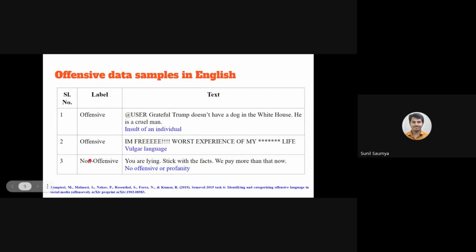Similarly, we can have examples of offensive and not offensive, right? For example: Grateful Trump doesn't have a dog in the White House. He's a cruel man. So clearly it is an insult of an individual. In the second case, there is vulgar language, so it is offensive. And the third case is not offensive or profanity. So what I want to show you is how the post actually comes on social media, whether it is Facebook, Twitter, or anything.